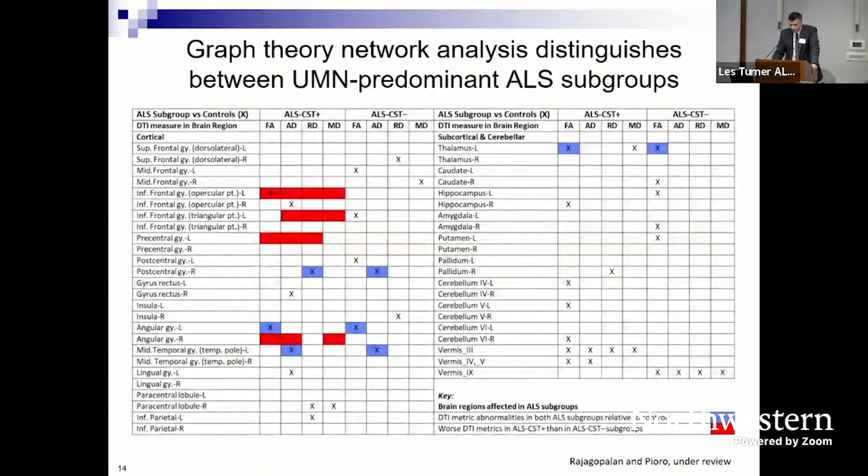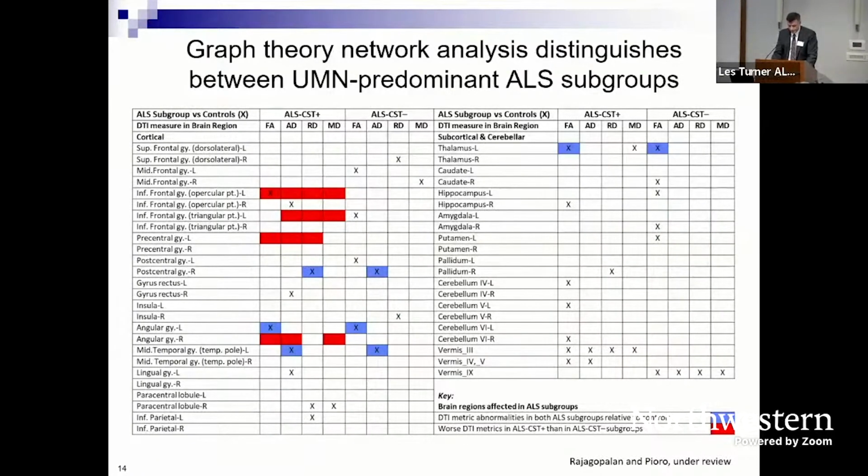What you see here are multiple brain regions marked by an X, where white matter degeneration occurs in all upper motor neuron predominant ALS patients compared to neurologic controls. The majority of marked regions without color are abnormal, but only in ALS patients of one or the other subgroup. Only a few blue-colored cells show brain regions where white matter degeneration occurs in both subgroups, while those marked in red indicate significantly more degeneration in ALS CST plus patients than in ALS CST minus patients, whether or not significantly different from controls.